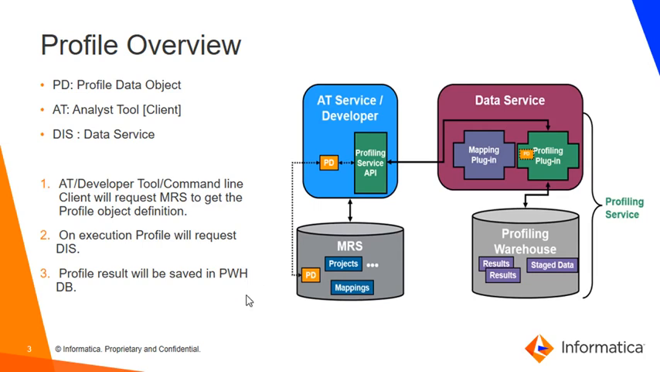So let's start with the profiling top view architecture. As you can see, there are 4 modules. In the first module, the analyst service and developer tool are the client module. It is a MRS which persists the metadata. It's a data integration service module which runs as an execution engine, and this is a profile warehouse, which is nothing but a database which will persist the results and the stage data.